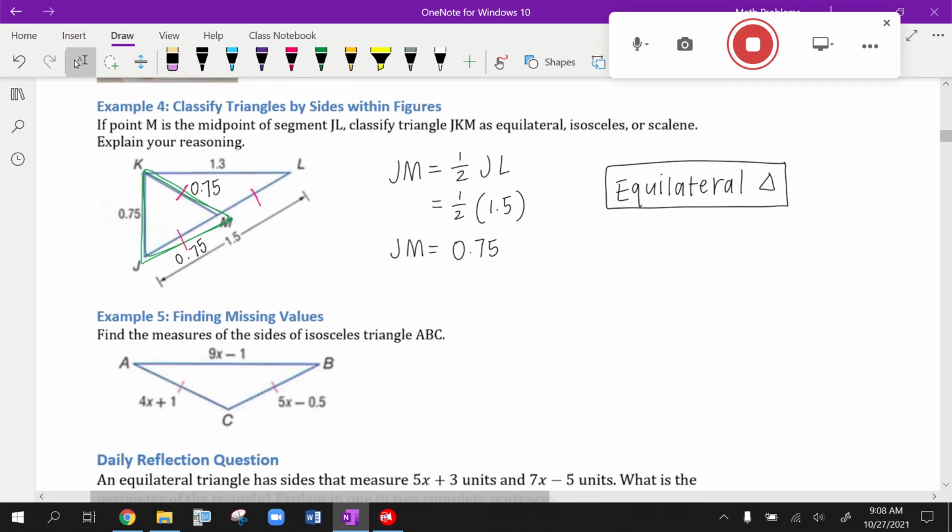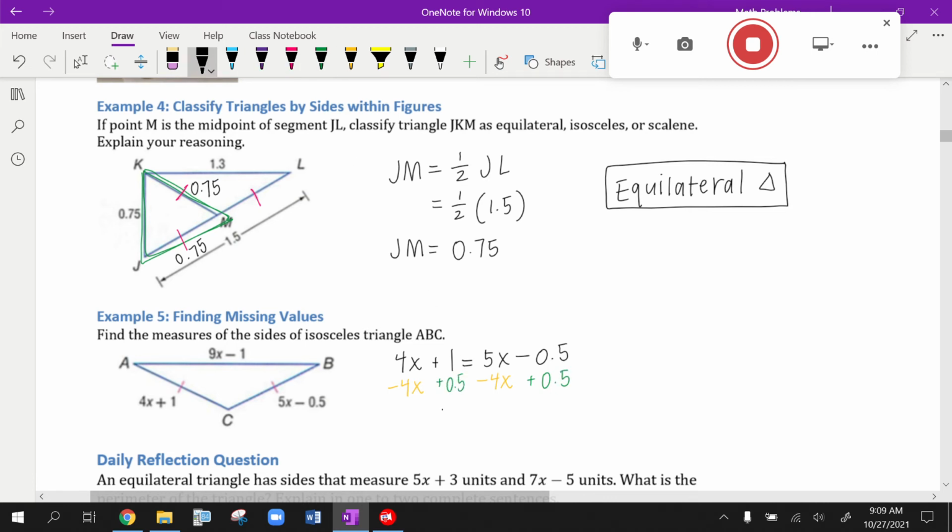Let's do this final question together, this example 5. Find the measures of the sides of isosceles triangle ABC. Isosceles triangle means that at least two sides are congruent. I see that side AC and CB are marked as congruent. That means that I could set their measures equal. Next, let's solve this equation. So first, I'll subtract 4x on both sides. And I'll also go ahead and add 0.5 on both sides.